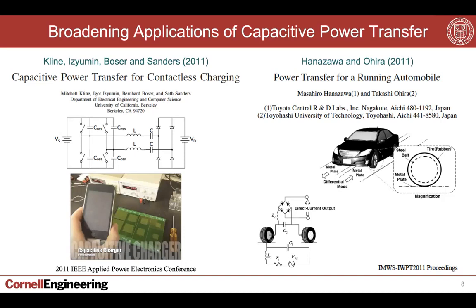Over in Japan, Ohira and his colleagues and students proposed and investigated trying to get energy into a vehicle, but because they realized going through the air and the large air gap was going to be problematic and difficult, they proposed going through the tires and putting a steel belt on the inside of the tire and having sort of metallic plates on the road and trying to bring the two pieces of metal as close as possible so as to create a large enough capacitance to get sufficient energy across.